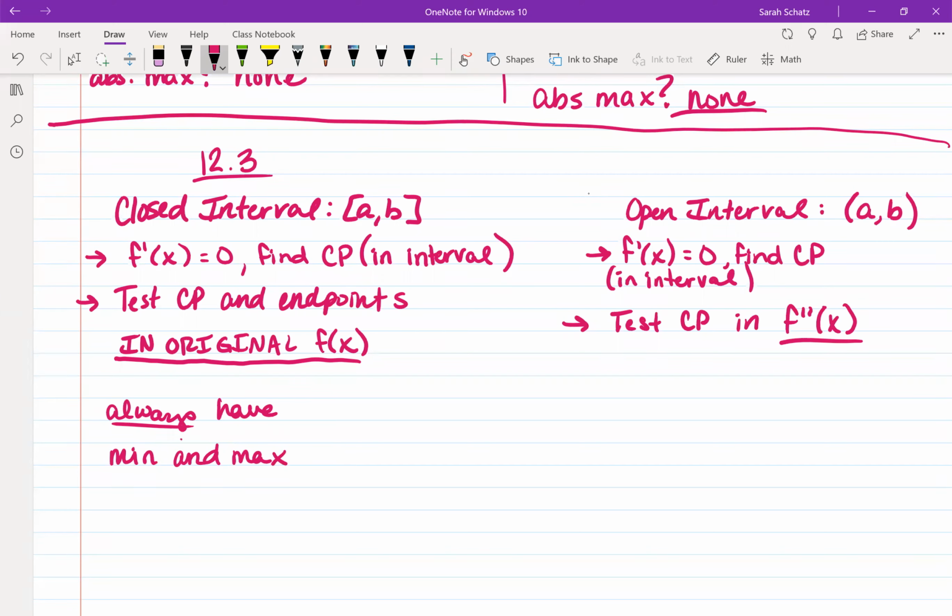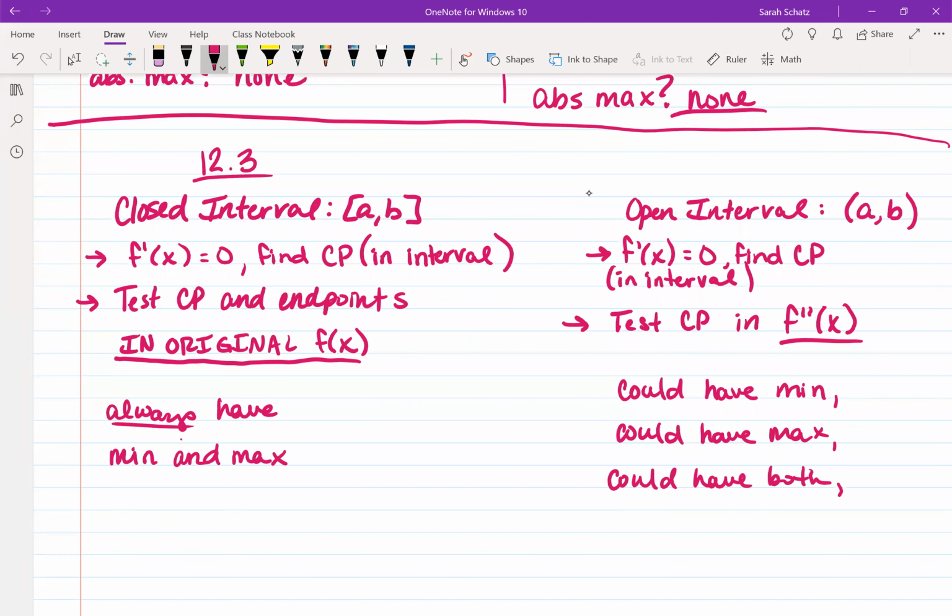If you're on an open interval, you could have a min, that doesn't make sense. You could have a min, you could have a max, you could have both, or you could have none. Remember, it all depends on if critical points are in the interval.